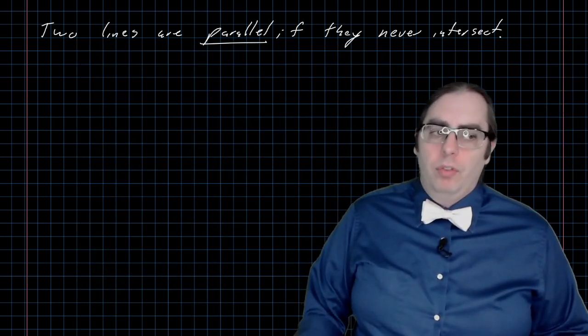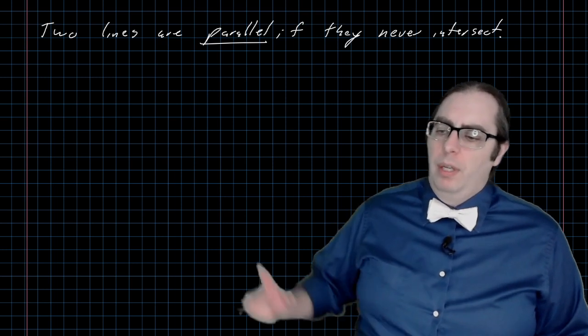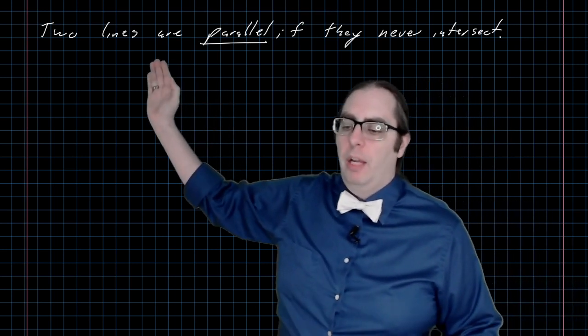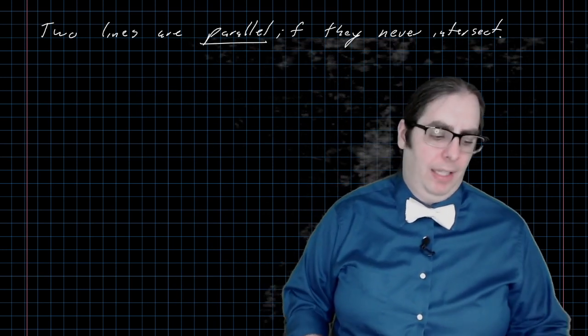The next structure that we're going to need is parallel lines. We say that two lines are parallel if they never intersect each other. At first, this statement doesn't seem all that profound, but I do need to remind you that when I talk about lines, I mean things that extend indefinitely.